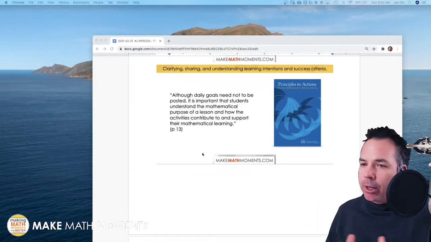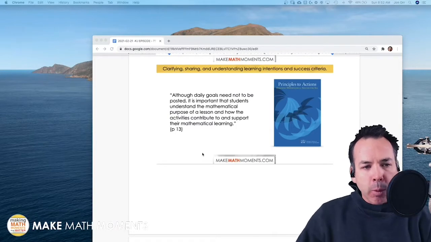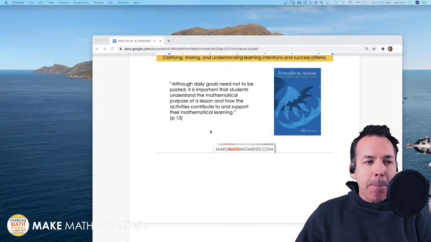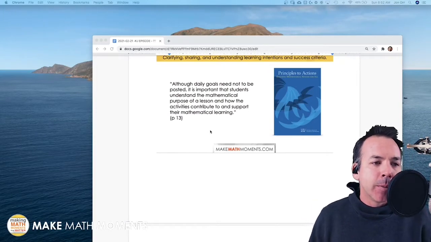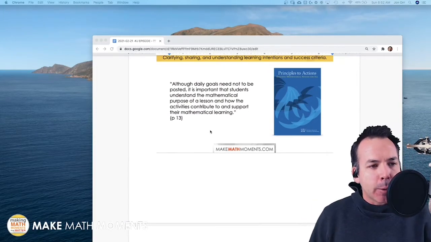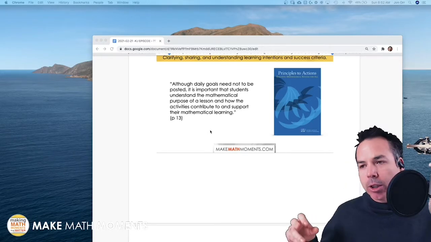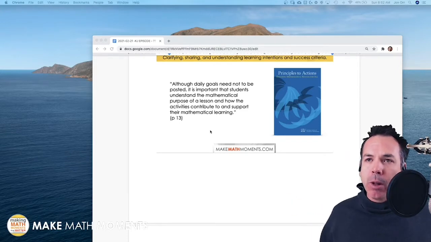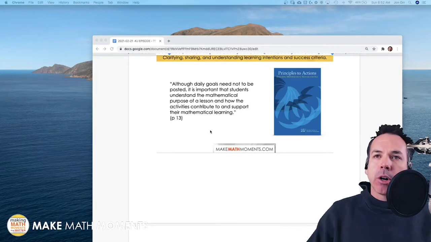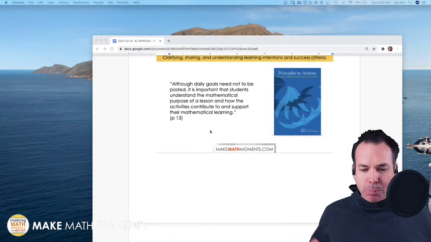So Principles to Action also says we've got to communicate success criteria and learning goals as one of their principles. But also in that book, if you dig a little bit deeper, it says, although daily goals need not be posted, it is important that students understand the mathematical purpose of a lesson and how the activities contribute to and support their mathematical learning. So these two research-based books that we're building these policies off actually don't say thou shalt write this on the board at the start of that lesson, because there's more to mathematics than just being formulaic.